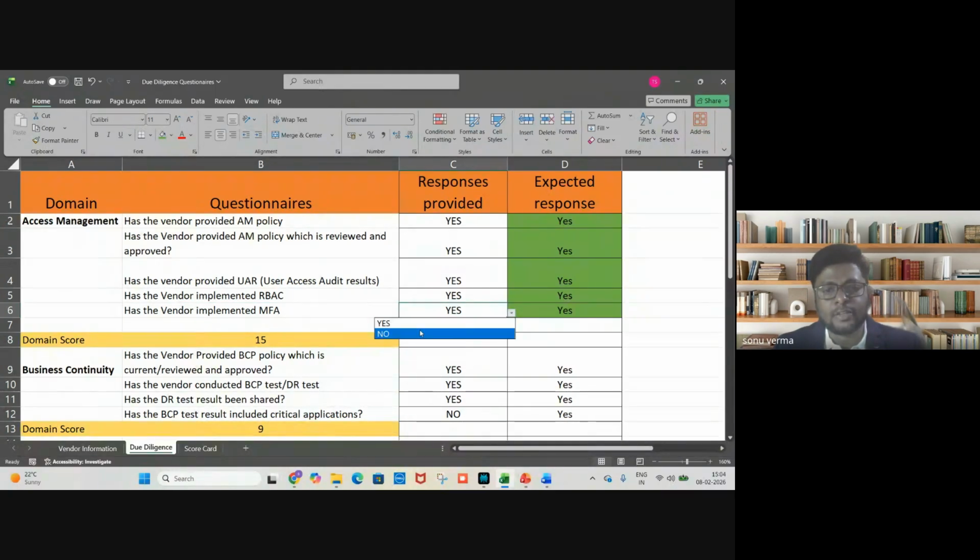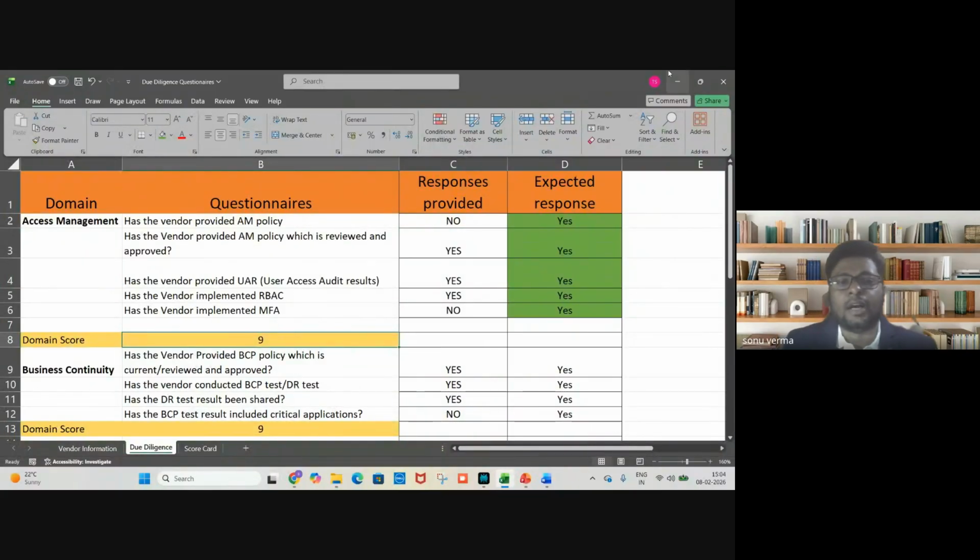So they can choose no. Now, each domain in the third-party risk management has a question and answer with scores. Each question needs to be answered yes or no, and each question has 3 marks. If the vendor chooses yes, let me show you. See, now there are 3 yes answers multiplied by 3, which is equal to 9.